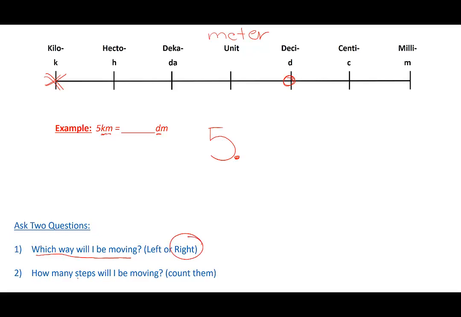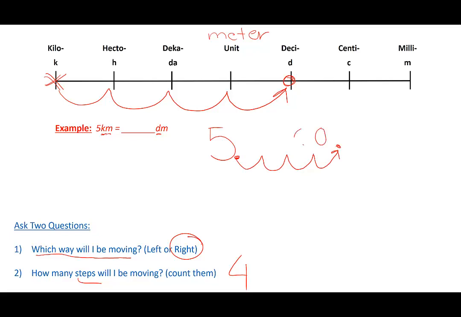How many steps? Well, 1, 2, 3, 4 steps to the right. So I'm going to take this and I'm going to move it 4 steps to the right. 1, 2, 3, 4. I'm going to fill in with zeros, and I'm going to clean it up. So it's going to be 50,000. So 5 kilometers is the same as 50,000 decimeters.